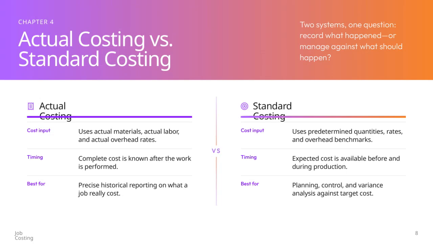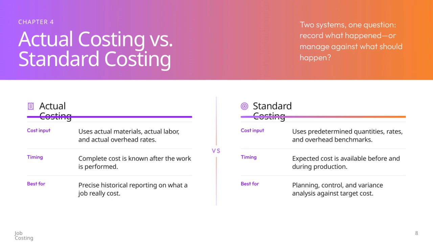In this chapter, we're comparing two important costing systems, actual costing and standard costing. Both serve different needs but revolve around one key question: do we record what actually happened, or do we manage against what should happen? Let's start with actual costing. This method uses actual costs for materials, labor, and overhead. The full cost is only known once the work is completed, making it great for providing precise historical data on what a job truly cost.